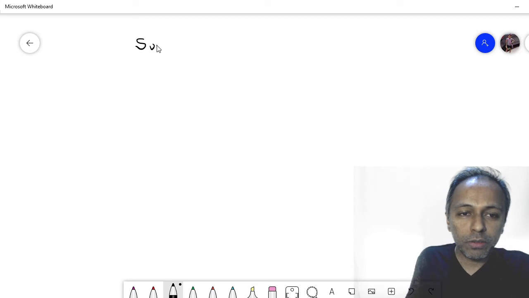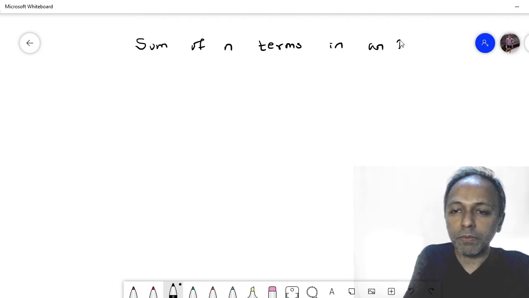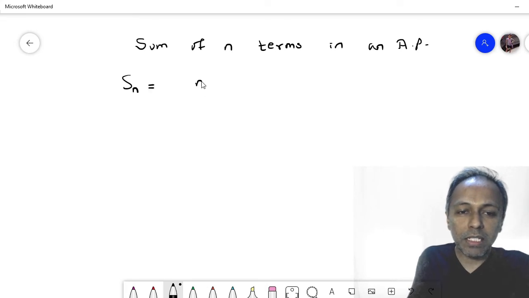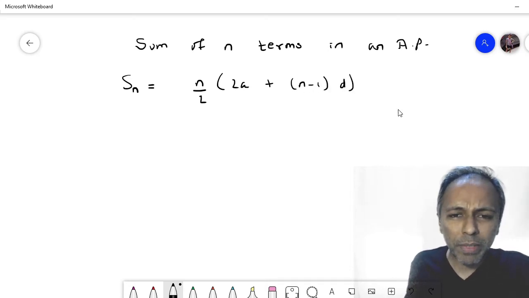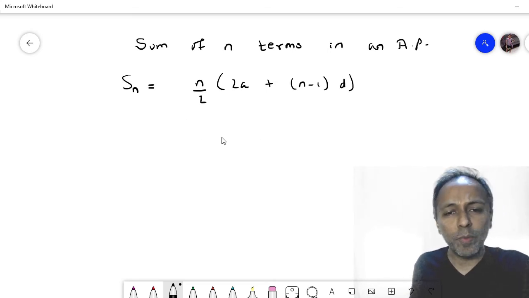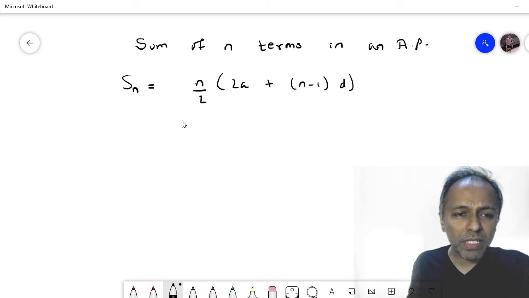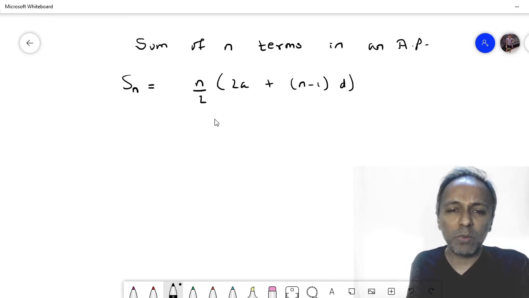Now we will approach sum of n terms in an AP. The formula for sum of n terms is given by Sn is equal to n upon 2 bracket 2a plus n minus 1 into d. This can be derived, though derivation is usually not asked in your syllabus. They only ask numericals. So students who are interested in learning this can refer to a reference book or the textbook. There you might find the derivation.